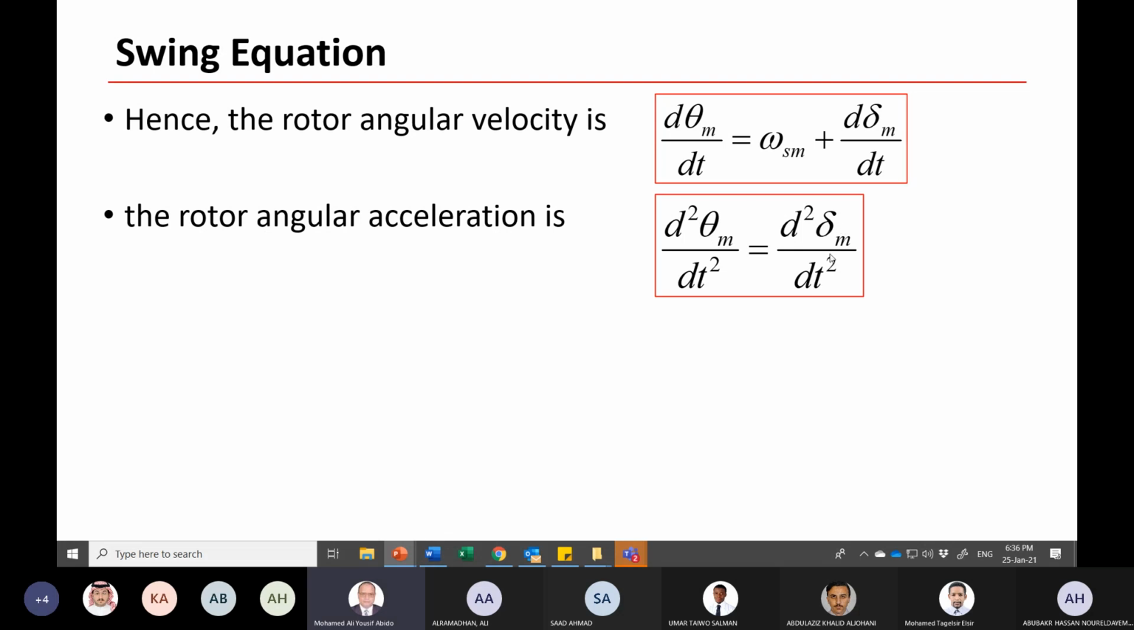Now we need to replace this by the electrical angle. What is the difference between the mechanical angle and the electrical angle? Does anybody know the difference between theta mechanical and the corresponding theta electrical? If you have theta mechanical, can you get how much theta electrical corresponds to it?